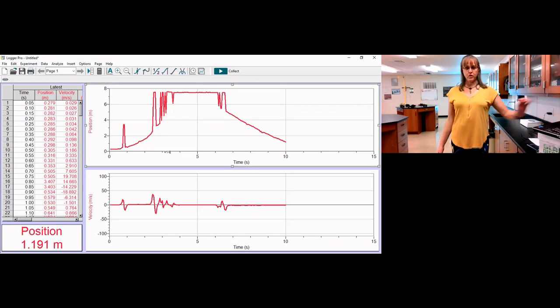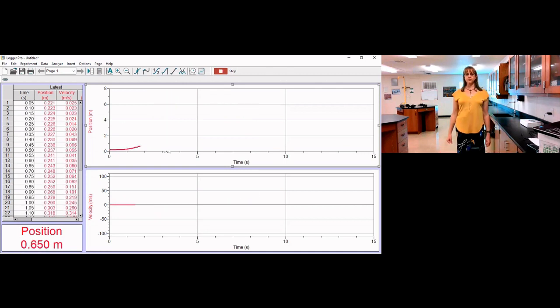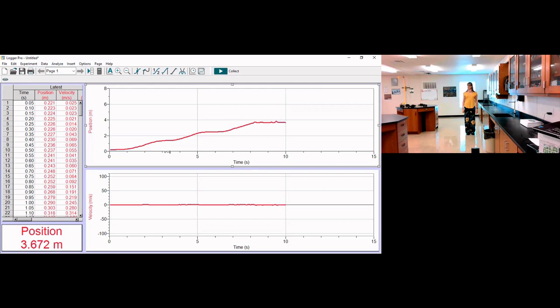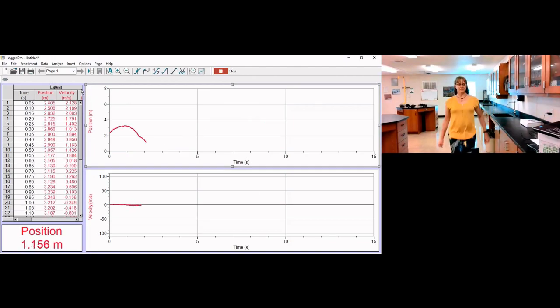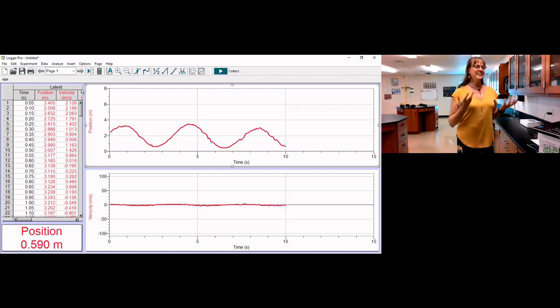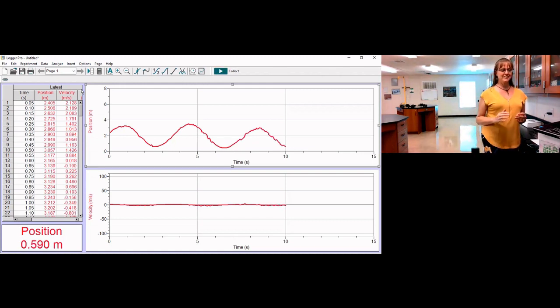Let's try another example. What happens if I slowly move away and then stop? Slowly move away and stop. Every time the graph is flat, I'm standing still. Every time the graph is sloped, I'm moving. See how we can make some hills? Every time I moved away, the graph got higher. Every time I moved toward the detector, the graph got lower.